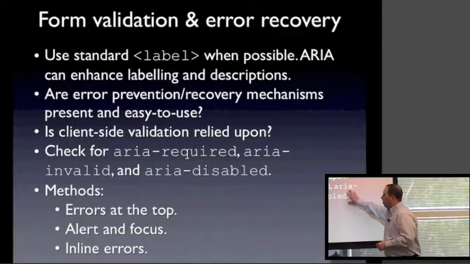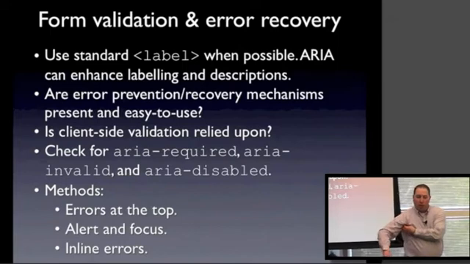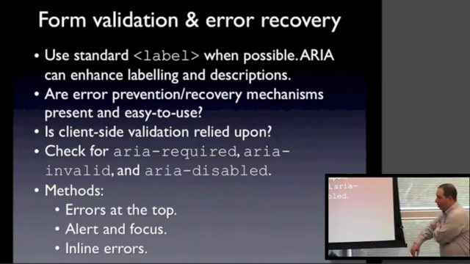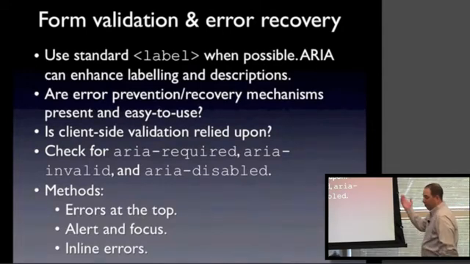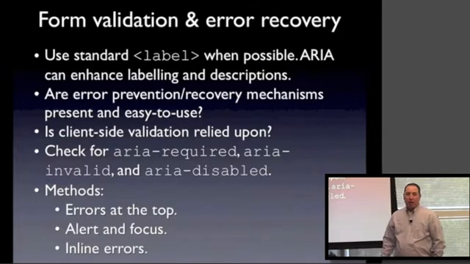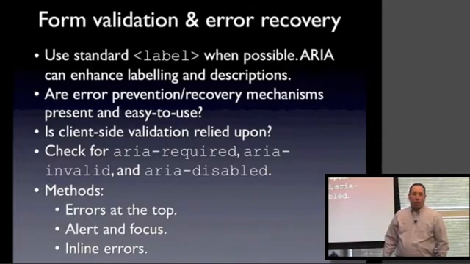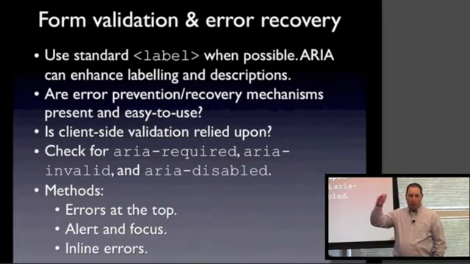There are 3 ARIA attributes that are very, very useful when it comes to form accessibility: ARIA-required, ARIA-invalid, and ARIA-disabled. So ARIA-required does what it sounds like. It identifies required form fields as required. So if you add input aria-required equals true, when a screen reader user gets to that form field, it reads the word required.